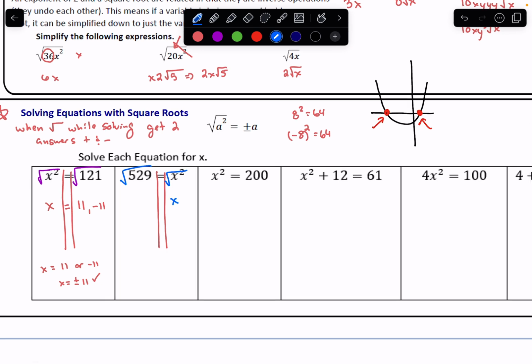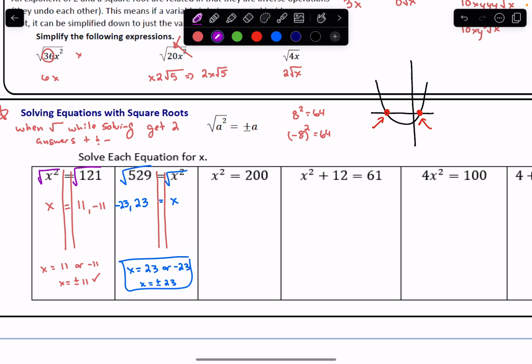So over here I have x. Over here I have 23. But I'm solving an equation, so I also have to write down negative 23. I've got two different answers. X equals 23 or negative 23. I could also write x equals plus or minus 23. Those mean the same thing, okay? All right, let's do the next one.